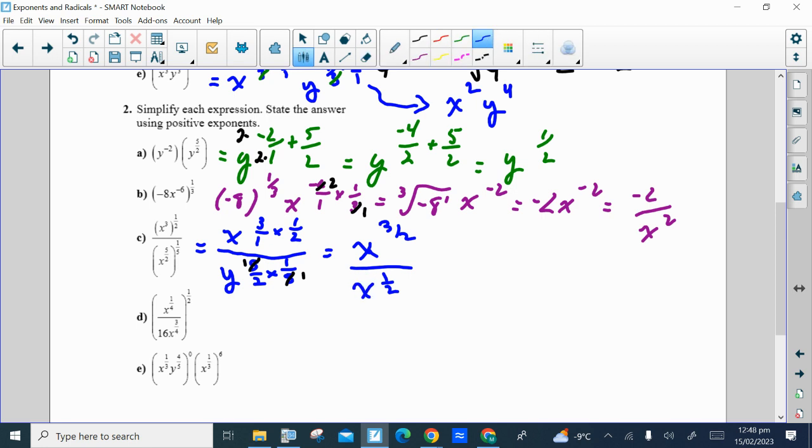Now we can divide them by subtracting the exponents because the bases are the same. So it'll be x to the 3/2 minus 1/2. So that one already has a common denominator. We don't have to find it. It's already there. 3 take away 1 on top is 2, and the denominator doesn't change. 2 over 2 is 1, so it's x to the 1, or just x. There's the final simplified answer. It's just x.